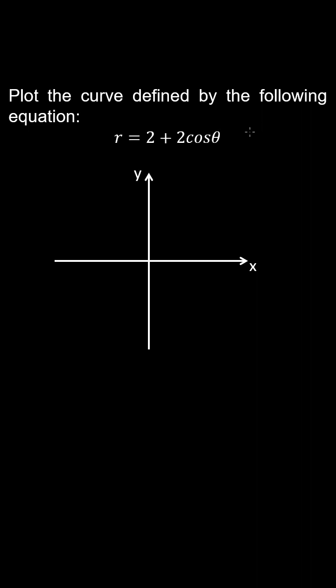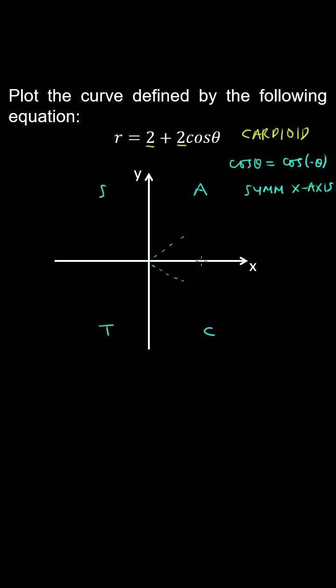So you may recognize this as a cardioid or a heart-shaped polar curve because these two values are equal. And here we can see that cosine theta is equal to cosine of minus theta. So basically by the CAST rule, you can see that cos is positive in the first and fourth quadrants. So this curve is going to be symmetric about the x-axis. So we just need to plot half the curve above the x-axis and then reflect it.